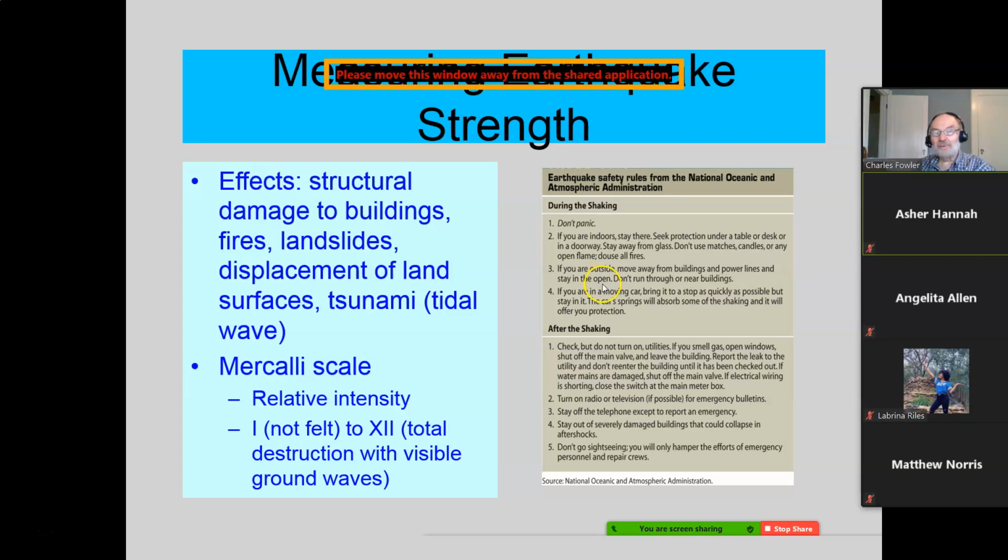Stay in the open. Don't run through or near buildings. Okay, not a good idea. Because quite often after an earthquake, there are what they call aftershocks, and if something was damaged or loosened in the building, and then you have an aftershock, here it could come tumbling down.